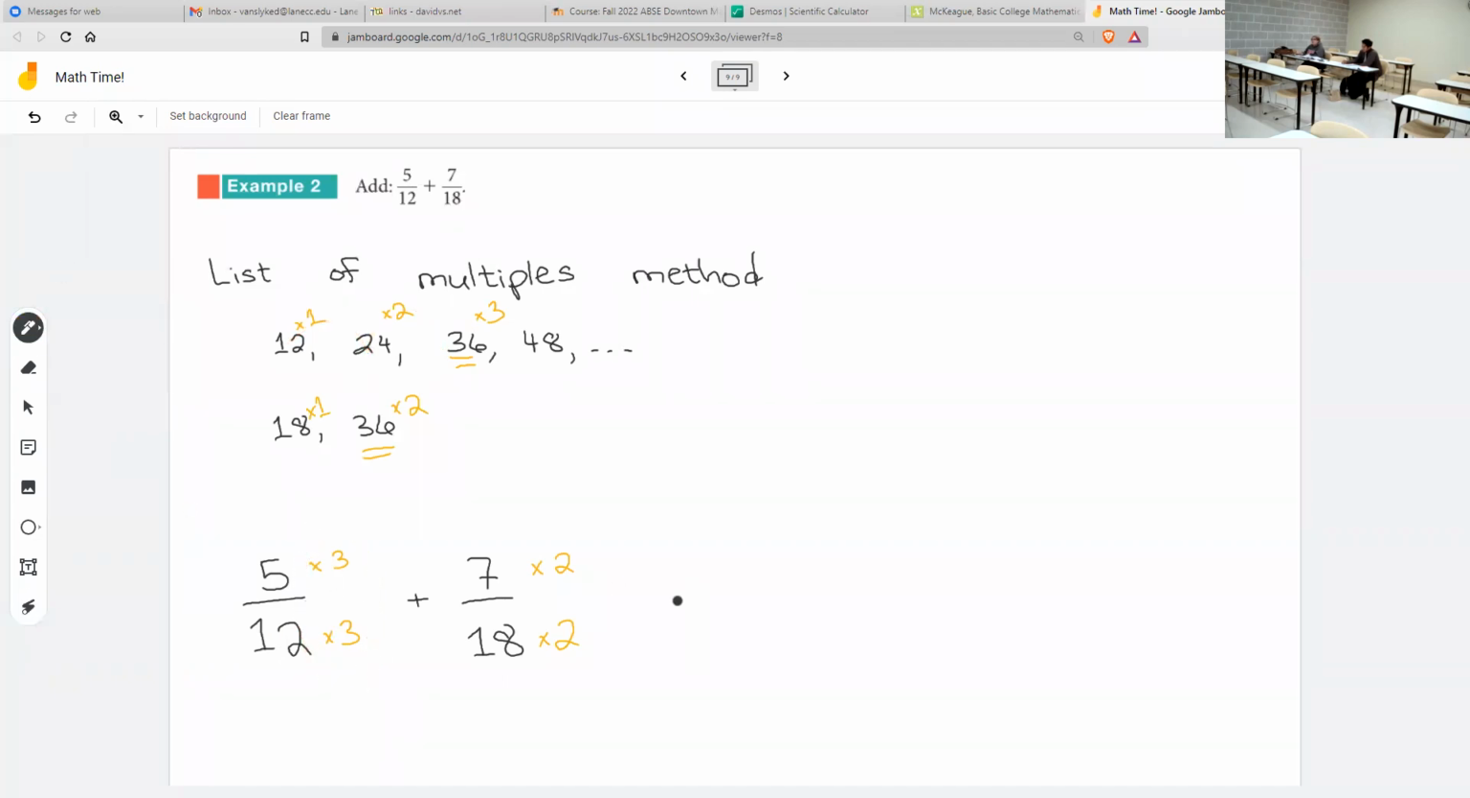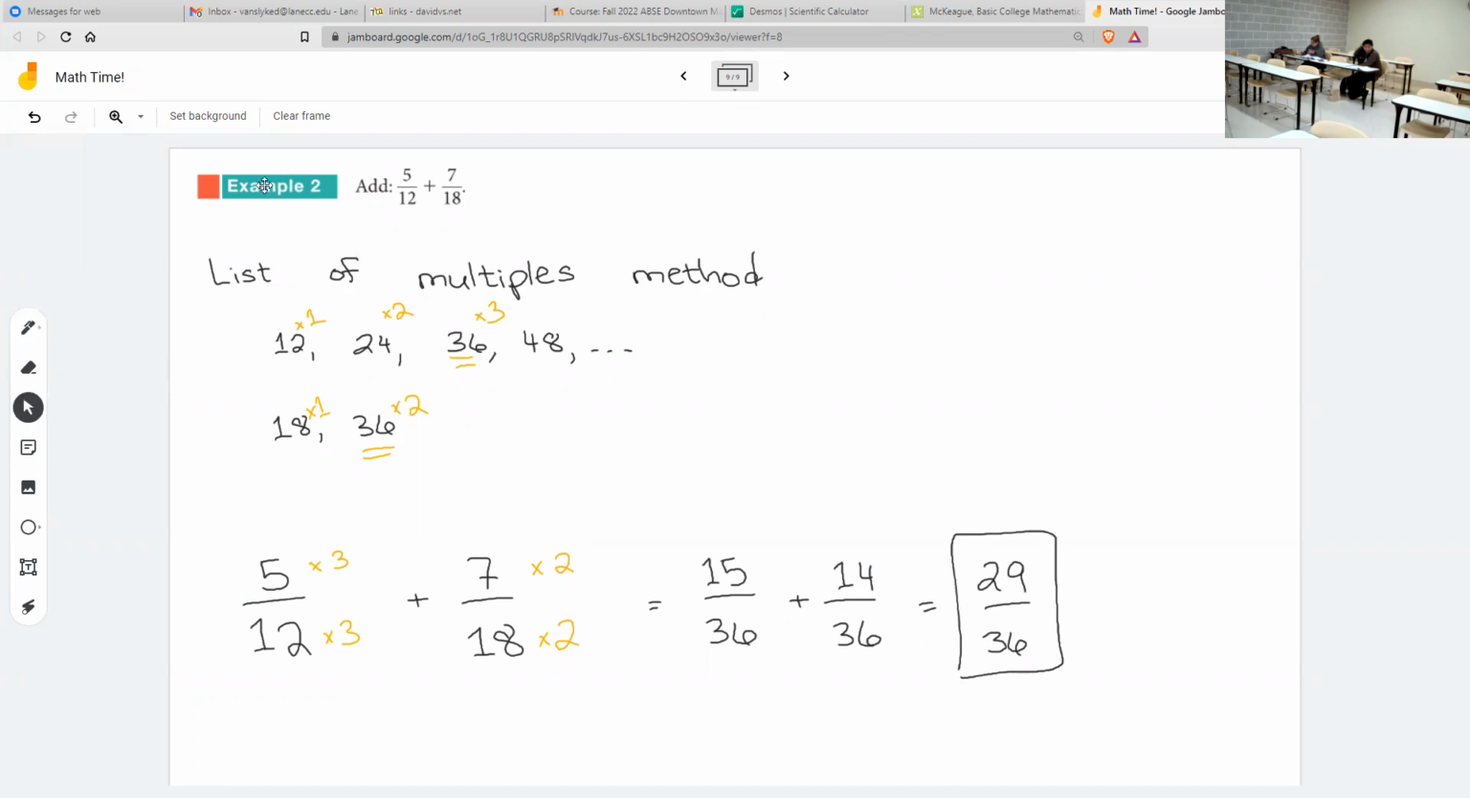Okay, then 5 times 3 is 15 of my 36. 7 times 2 is 14 of my 36. Add across the top. 15 and 14 is 29. Oops, that's not an equal sign. Can I reduce that? No, so I am done.